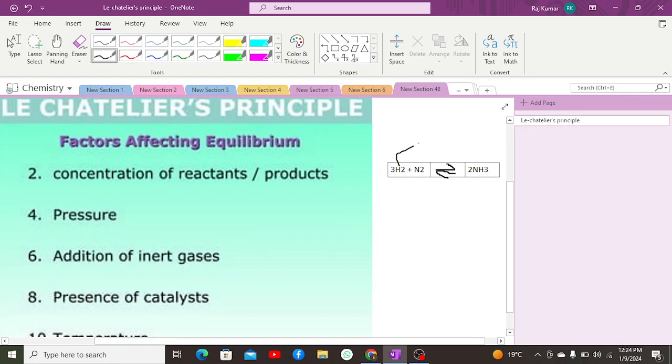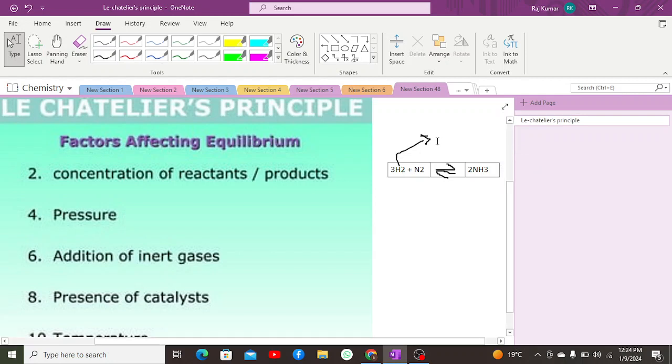As you can see, suppose this condition is at equilibrium, and we are increasing the concentration of reactants, let's say hydrogen. This will cause more concentration of reactants. As there will be more concentration of reactants, there will be more effective collisions per second of the reactants. It will increase the rate of forward reaction, as a result of which it will produce more of the product, which is ammonia.